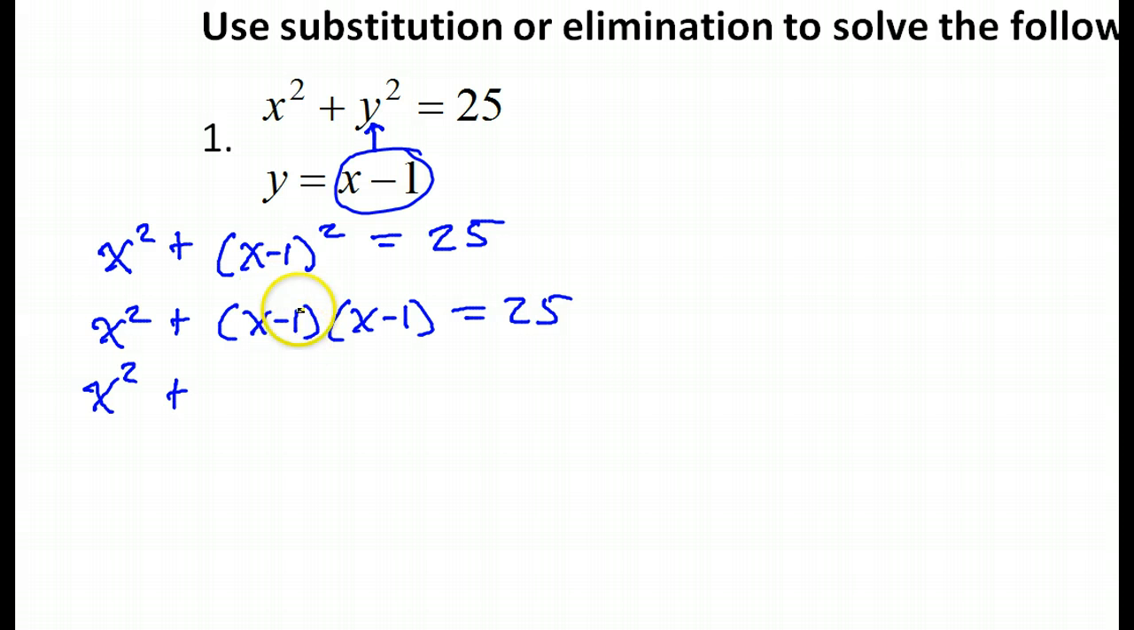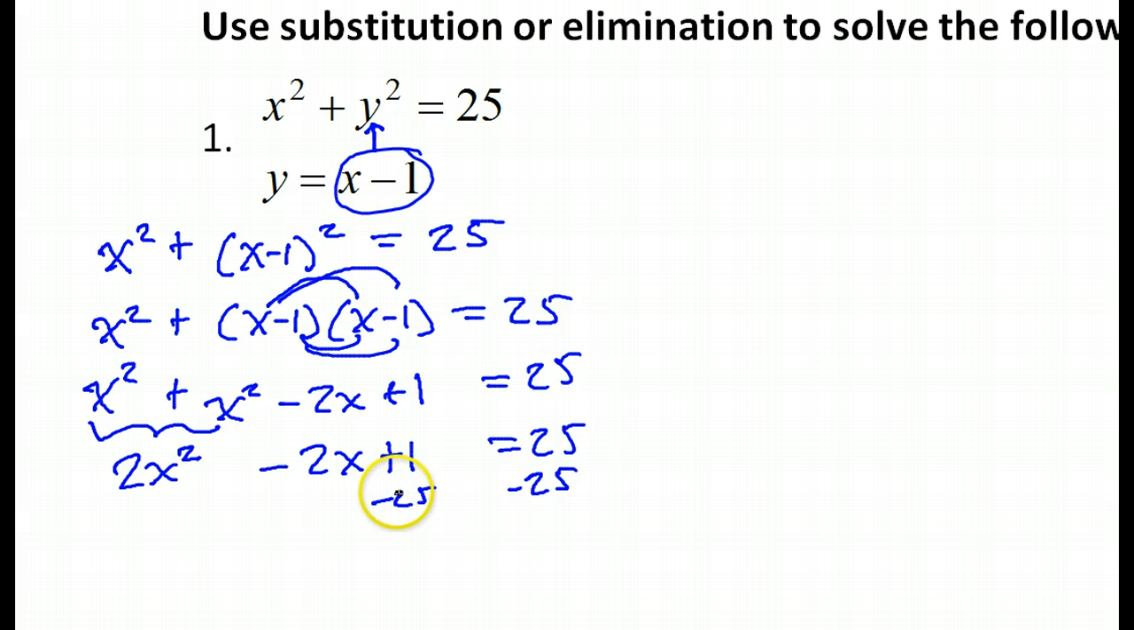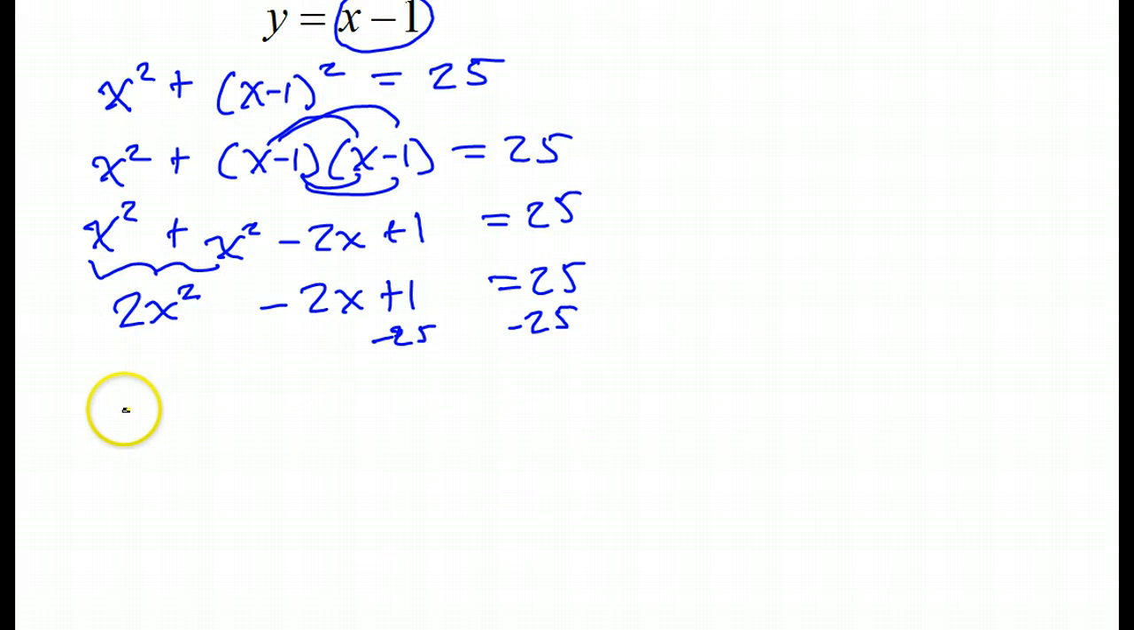That makes x squared plus, and I'm just going to double distribute this, and that's going to make x squared, and then minus 1x and minus 1x make minus 2x, and then positive 1 equals 25. Combining like terms, x squared plus x squared is 2x squared, minus 2x plus 1 equals 25. Let's go ahead and subtract 25 from both sides. So that's going to give me 2x squared minus 2x minus 24 equals 0.